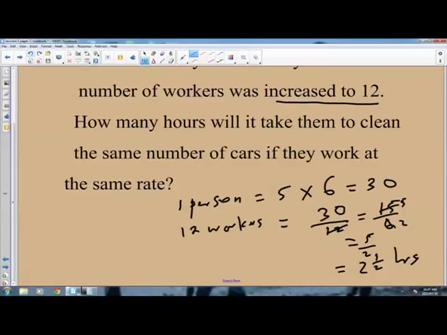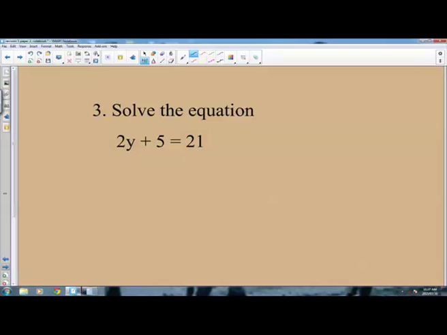Welcome back from the short break. Remember, we are revising Mathematics Paper 2, Junior Certificate. Let us have a look at another revision question. It says solve the equation. So you are given the equation 2y plus 5 equals 21, and then you are expected to solve this.